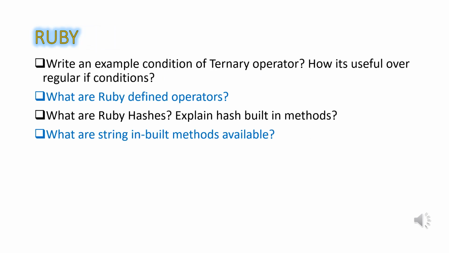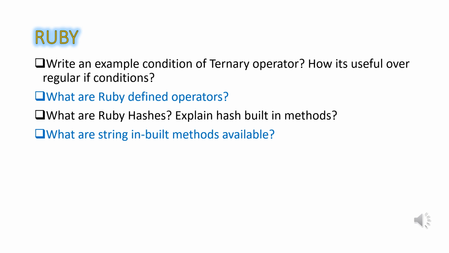Ruby questions. So they are using Selenium along with Ruby instead of Python or Java. So the questions are based on Ruby. So first one is, write an example condition of ternary operator. How is it useful over regular if conditions? So regular if else conditions, we know nowadays many people are using ternary operators in many languages and technologies. So we need to explain about the question mark colon, how you are setting conditions for that, how you set multiple conditions in that one.